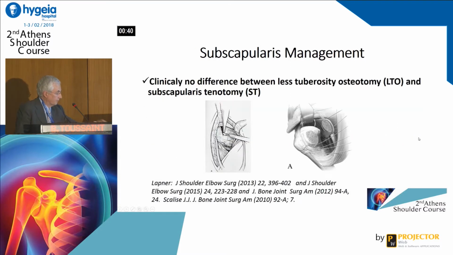Subscapularis management: you have seen that before. There is no big difference between tenotomy or tuberosity osteotomy, but it's very important to repair it. And personally, I have a trick. I do tenotomy every time, and I use the biceps to augment the suture of the subscapularis, and I create, in this case, the tenodesis at the same time as I repair the tendon of the subscapularis.